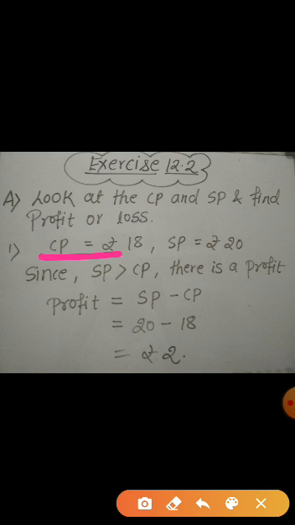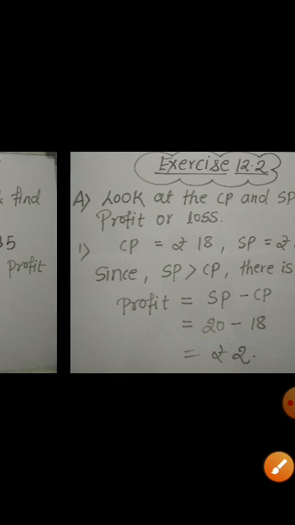Now in the first example, cost price is 18 rupees and selling price is 20 rupees. Now which one is greater? Selling price is greater than cost price, right? Since SP is greater than CP, there is a profit. So here we are going to use the formula of profit, and profit is equal to SP minus CP. Now substitute the value of SP and CP in the given formula. What we will get? 20 minus 18, which comes to 2 rupees. So profit is 2 rupees only.